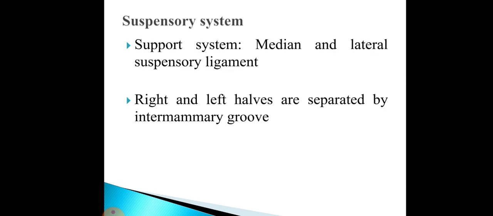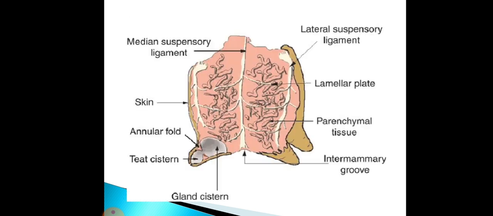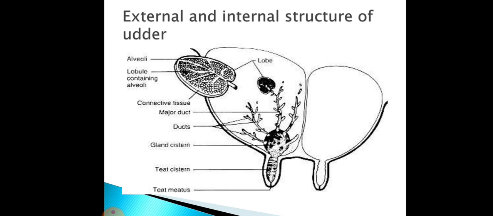Then we have seen the functions of the suspensory ligaments, that is how it supports the udder and how the right and left halves are separated by an intermammary groove. Then we have seen the gland systems, teat systems, annular folds, parenchymal tissue, intermammary groove, skin of the mammary gland and the median suspensory ligament.